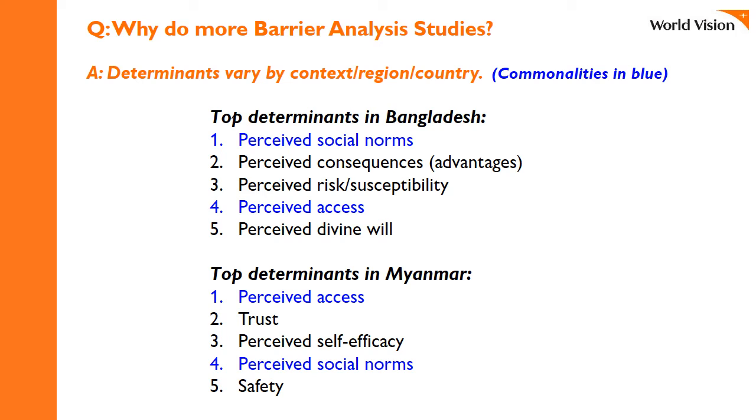Given that we already have data on about 20 countries, why do we need to do more of these BA studies? Well, the main reason is that these determinants vary by country and geographical area and context. You can't assume that you'll find the same determinants where you work, so I believe we need to still be collecting data on this. For example, these 2 lists show the top determinants in 2 different countries in Asia. Note that there are 2 that are common in both, perceived social norms and access, but the others really depend on the country where they did the study. And I would expect we could very well find very different results by region of a country as well.